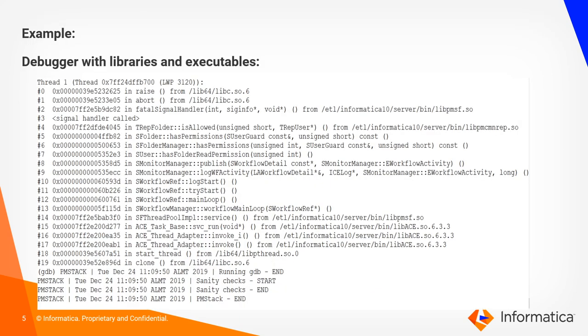Similarly, I have given another example where we can see the libraries and the executable for a particular stack trace. So here we can see all the function calls, libraries and executables, and hence it makes it very easy for us to understand the root cause for this particular crash. So in this example, it is happening because of some permission issues.